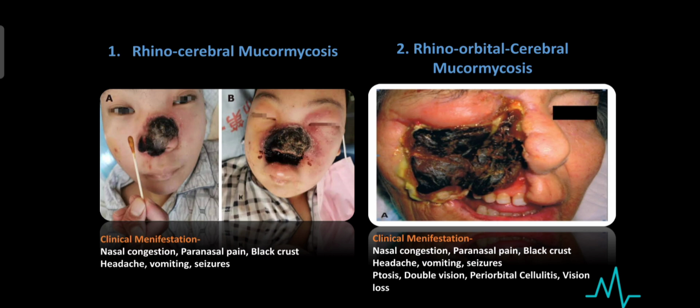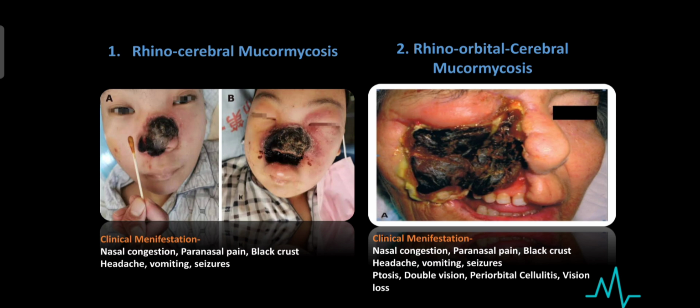So the other type of mucormycosis is the Rhino-orbital-cerebral mucormycosis. As the name suggests, in this particular mucormycosis, three sites are involved. That is the rhino, which means the nose, orbito, which means your eye, which you can see in this image, and the cerebral, which means the brain. Right. So the clinical manifestation will be nasal congestion, paranasal pain, black crust formation, headache, vomiting, seizure. As you can see, all the symptoms of the rhinocerebral mucormycosis.